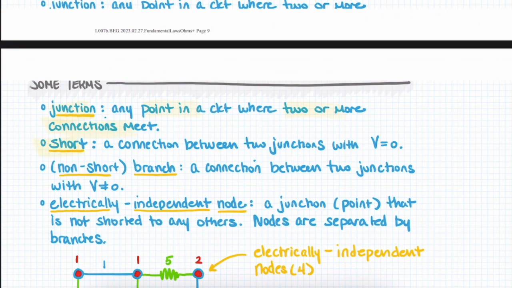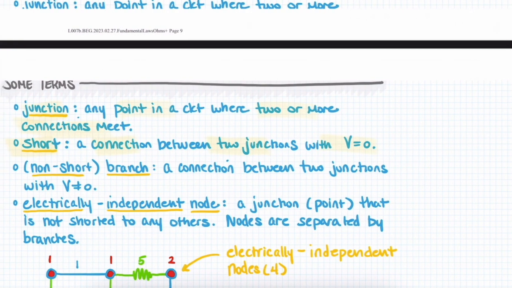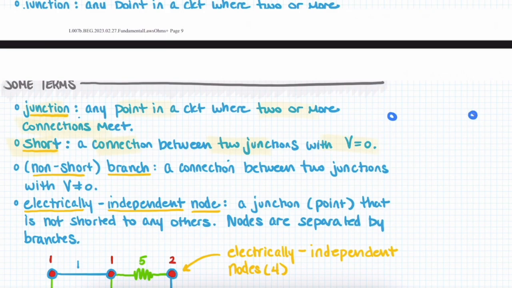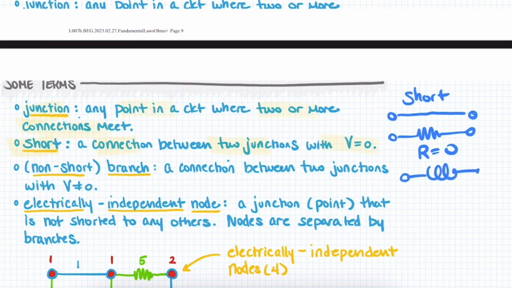A short is a connection between two junctions for which the voltage between them is zero. Normally, if we have a junction and a line between it, we consider that to be a short. We could also represent that as a resistance where R equals 0. Now there's other examples for a DC circuit. This would also be a short, but I'm not going to get into those details. Just being familiar with the term is good enough at this point.